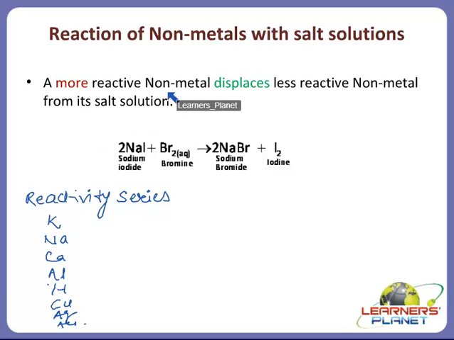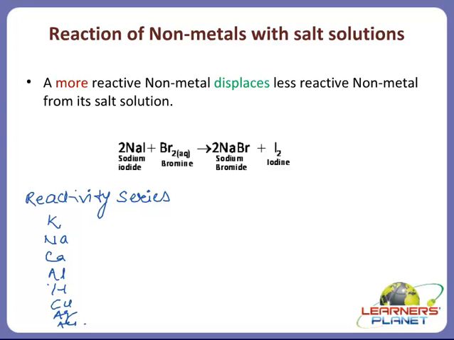Now in this case of non-metals, there is no such reactivity series. So how will we get to know about the reactivity, right? The reactivities of non-metals can be understood from their positions in the groups. Like let's take up the periodic table, that is how they are arranged.